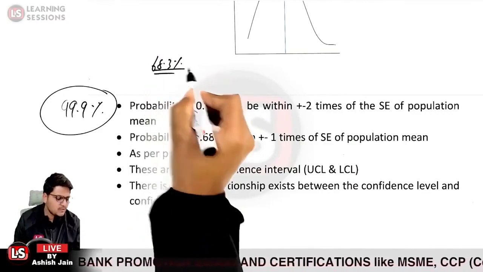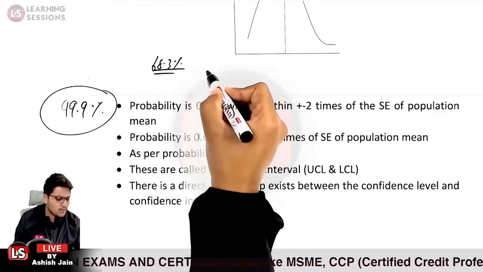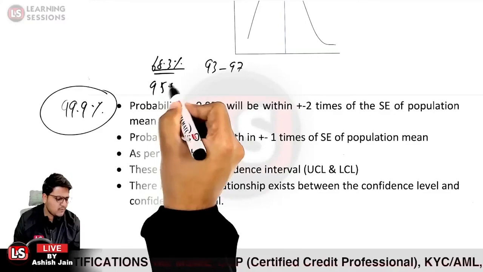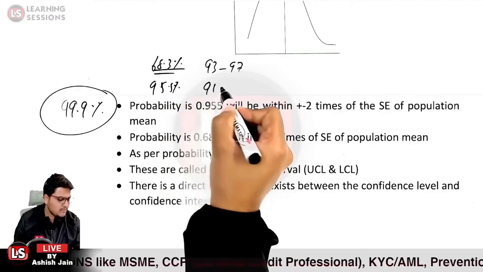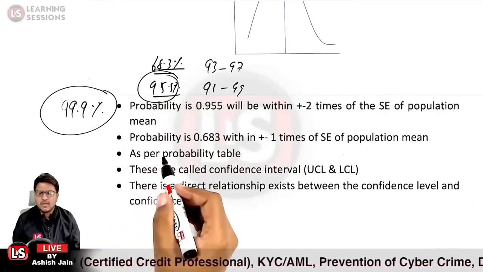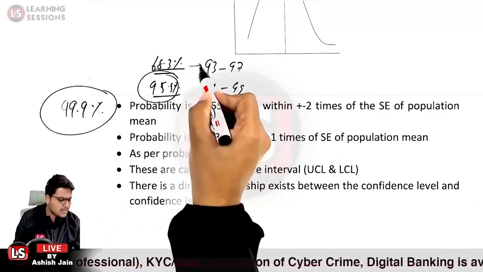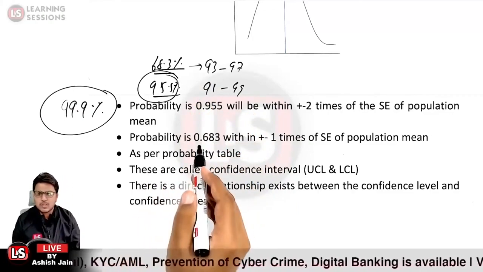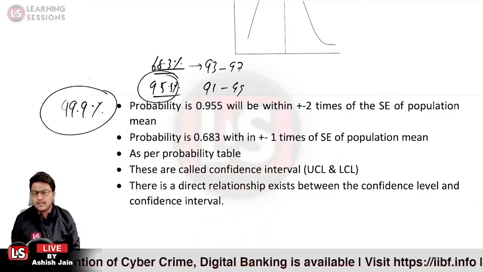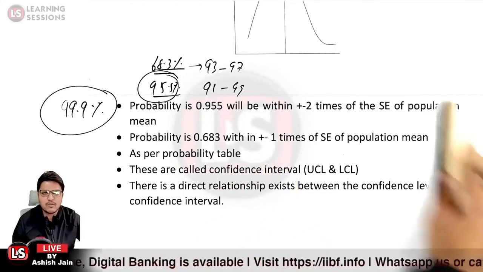In the case of 68.3%, the range was from 93 to 97, whereas for the confidence level of 95.5%, it was from 91 to 99. If you look beyond 95.5% confidence level, definitely the range would be widened. So it indicates that there is a direct relationship. When the value of the confidence level increases, our confidence interval also widens.